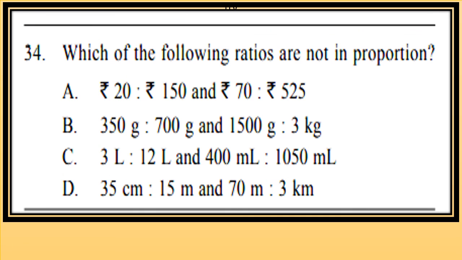Which of the following ratios are not in proportion? Now proportion means ratios are equal. So find from options A, B, C, D which ratios are not equal or are not in proportion.